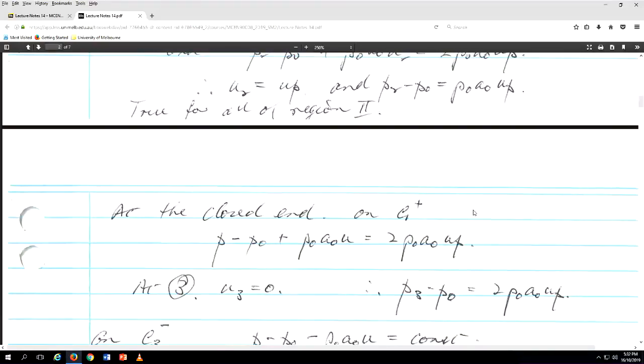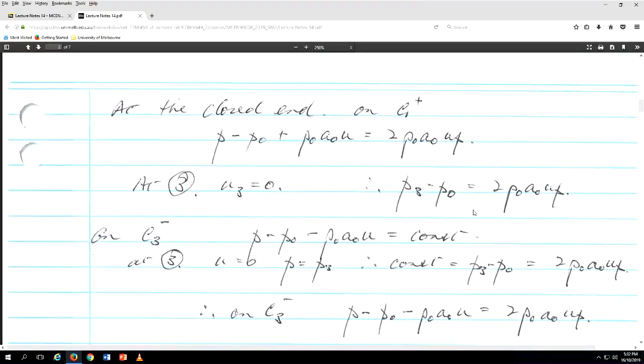So you notice that the compression that I had is reflected as a compression. It's even higher. The pressure is even higher now, as we'll see. So P3 minus P naught is that. So on a C minus, P minus P naught minus rho naught A naught U is equal to a constant. So what's the constant? Well, the constant is at 3. I can work this out on C3. P is equal to P3.